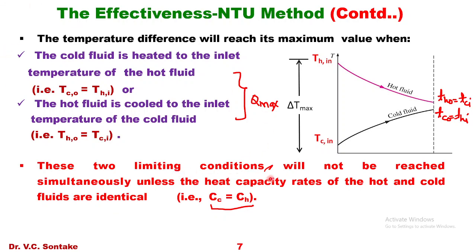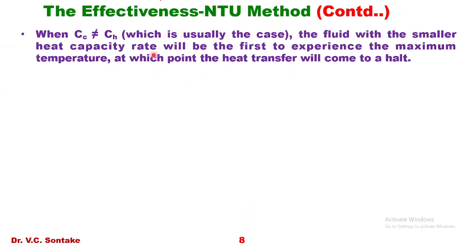However, these two limiting conditions of maximum possible temperature difference will not be reached simultaneously unless the heat capacity rates of the hot and cold fluids are identical. That is, heat capacity rate of cold fluid is equal to heat capacity rate of hot fluid. Now when capital Cc is not equal to capital Ch, which is the real or practical case, the fluid with the smaller heat capacity rate, or the minimum heat capacity rate, will be the first fluid to experience the maximum temperature, at which point the heat transfer will come to a halt.